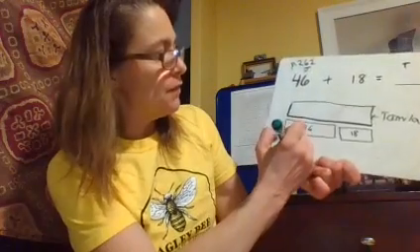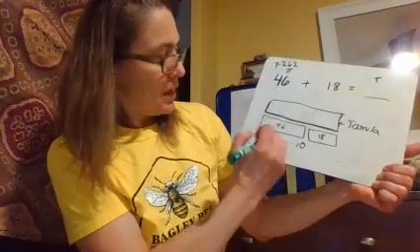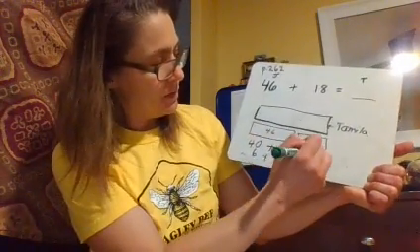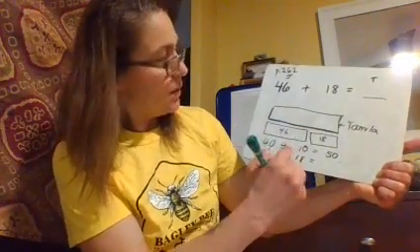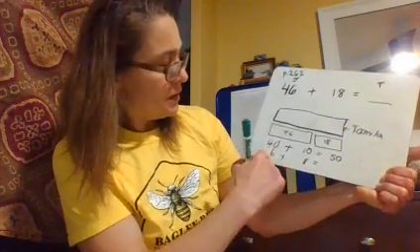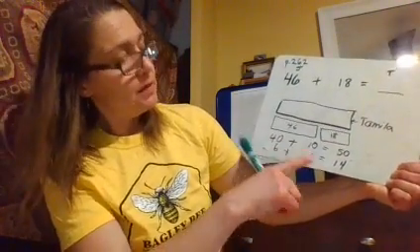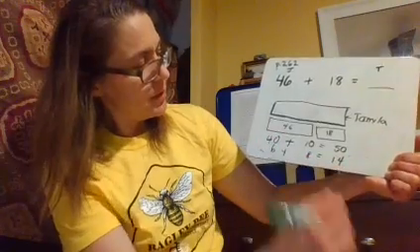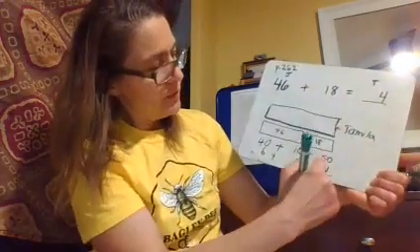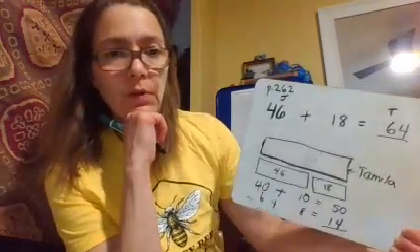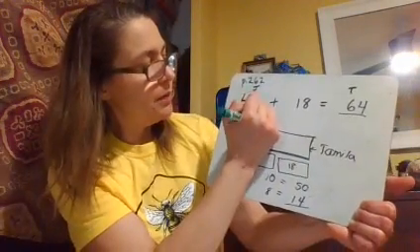So partial sums would be 40 plus 10 and 6 plus 18. So 40 plus 10 is 50 and 6 plus 8 is going to be 14. I think, right? 4 plus 4, 10, right? 4 from here to 10 and then 4, 14. And then you add them together. So 0 plus 4 is 4 and 50 plus 10 is 60. So 64. And that is your bar diagram.